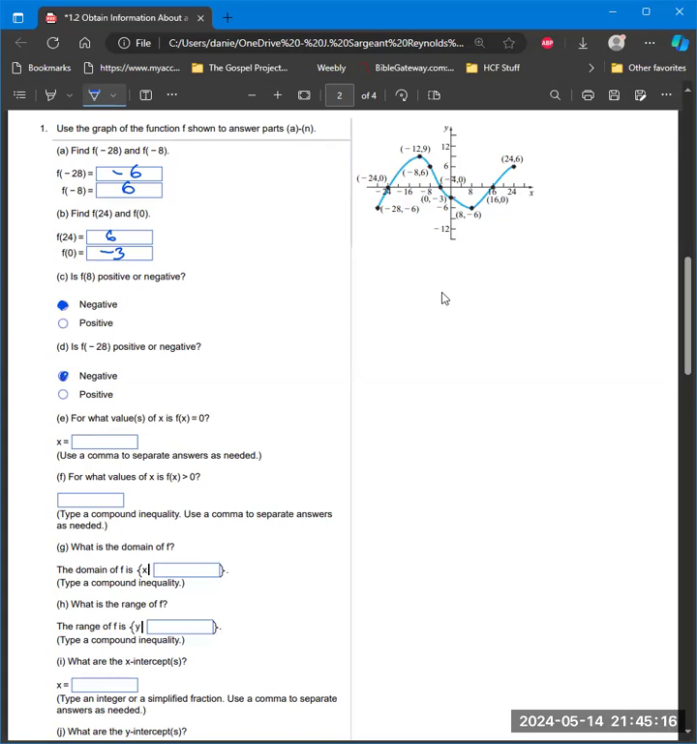For what values of x is f of x equal to 0? So that would be negative 24. That would also be negative 4. And that would be positive 16.